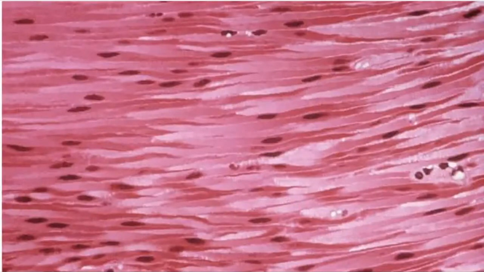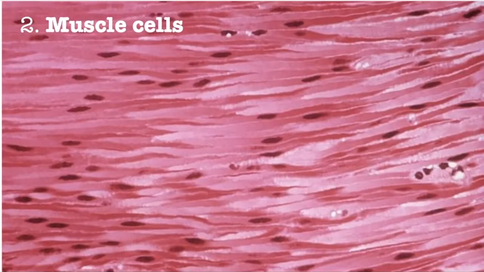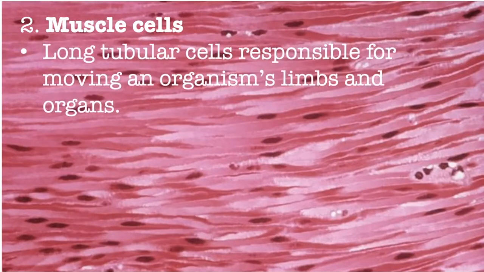Okay, next, the second animal cell type, we have the muscle cell. Muscle cell or myocytes, myo is the term for muscle, and cyte, cell. We also call it muscle fiber or muscle cell. As you can see on the background of the slide, that is the microscopic view of a muscle cell, which are long, tubular cells responsible for moving an organism's limbs and organs.